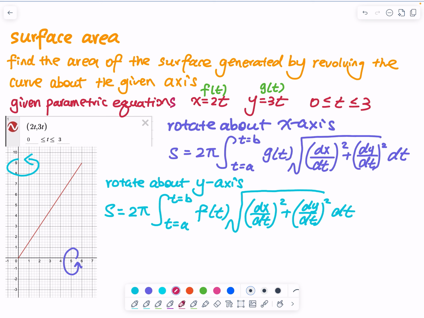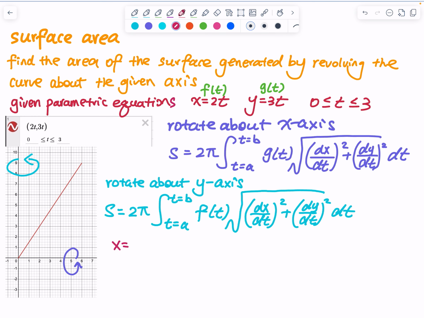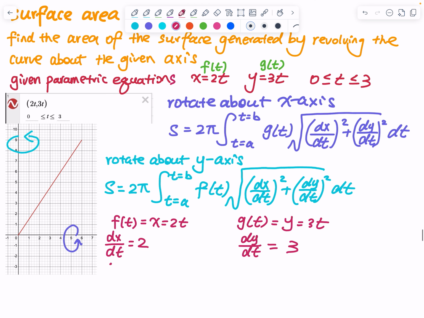Okay, let's start solving the problem. I have x equals 2t. Let's move this up. So I have x equals 2t, and then dx/dt equals 2. I will just say f of t is x equals 2t, and then g of t is y equals 3t, and then dy/dt, or g prime of t, equals 3. Okay, nice, there is no variable. We can square that.